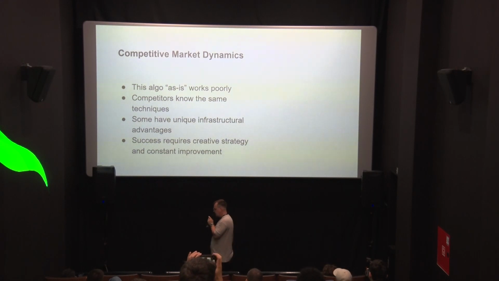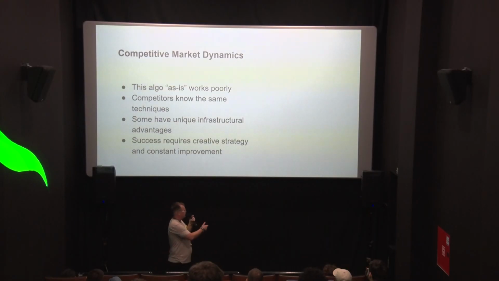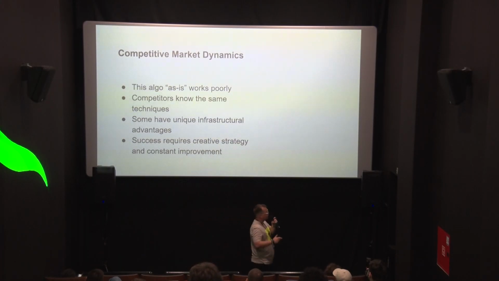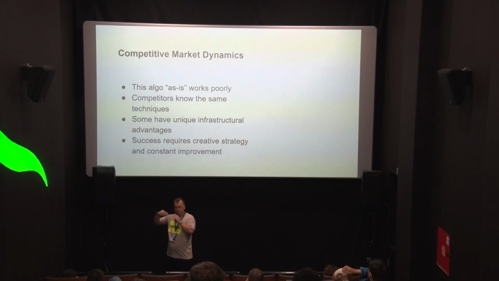And the main reason is you are not the only arbitrager on the network, and all other market participants, they know the same things. They know how to calculate paths, they know how to calculate amounts, and some of them even have some unique infrastructural advantages, like they have partnership with validators, and if you fight with them for the same opportunity, with high probability they will win and you will lose.